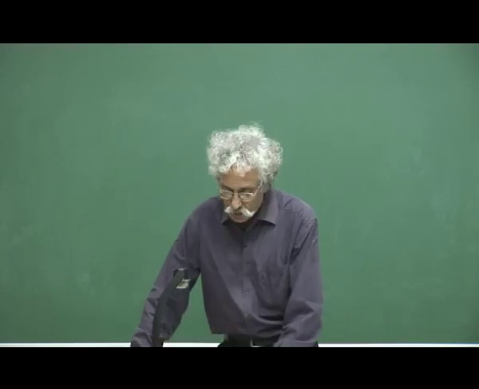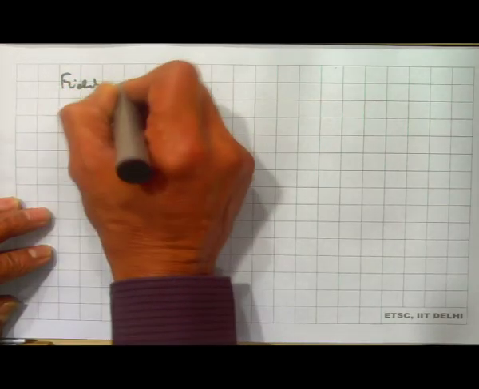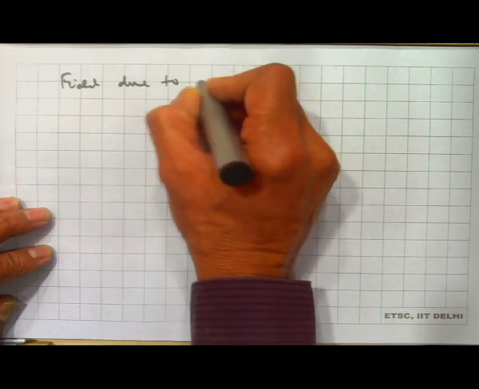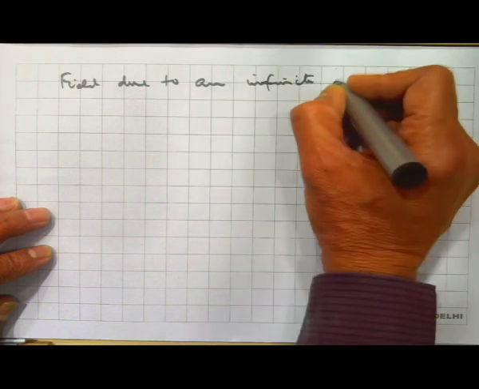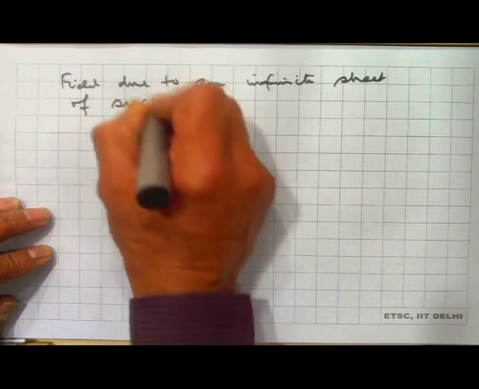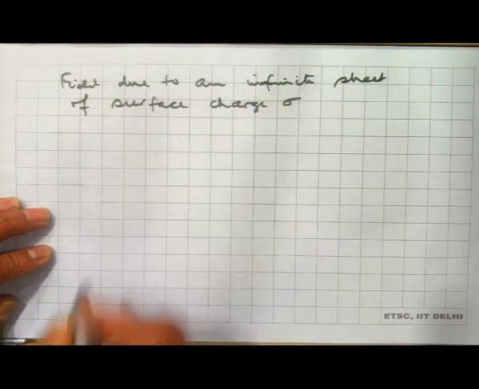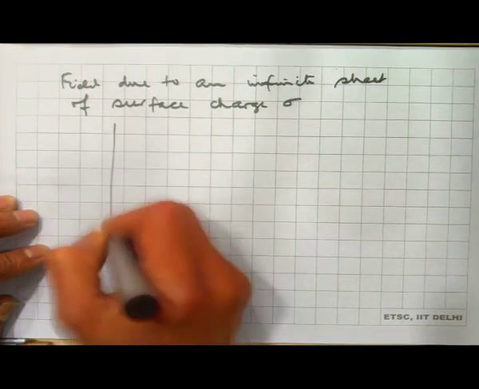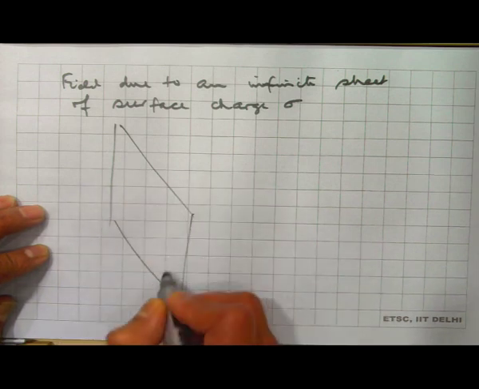Now, let me go to another interesting problem, which is another example: field due to an infinite sheet of surface charge. Sigma. So, I am taking an infinite sheet with surface charge sigma, charge per unit area, and let me again assume this will be positively charged.